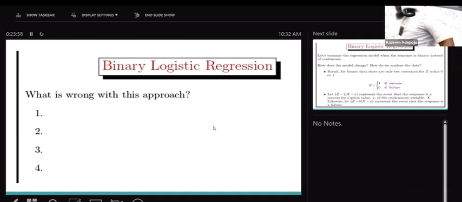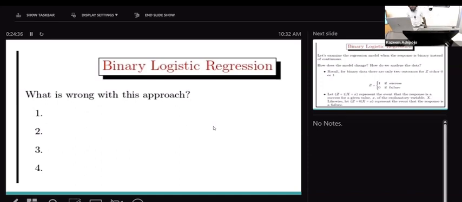But let me tell you this. Whether you fix the problem of normality or you fix the problem of heteroscedasticity, there is a particular problem that cannot be fixed. What is that particular problem? You can never guarantee this to be in the interval 0, 1. You can never guarantee that.